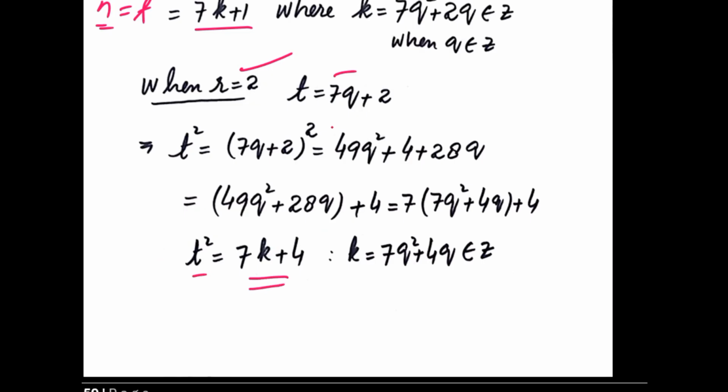Now, taking the square on both sides and expanding, we have 49q square plus 4 plus 28q. By combining these terms, we have 49q square plus 28q plus 4. By taking 7 common from these terms, this becomes 7 into (7q square plus 4q) plus 4. So this is of the form 7k plus 4, not of the form 7k plus 1. So in this case, n has another form, 7k plus 4.